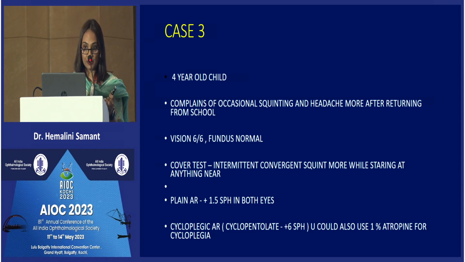But when you see an intermittent convergent squint or a small esophoria in your OPD, do not hesitate to do a cycloplegic refraction. The choice of cycloplegia in such cases is usually 1% atropine, but if you cannot use atropine, use cyclopentolate. When we did a cyclopentolate refraction, the 1.5 increased to +6, which meant that he had a large amount of latent hypermetropia, which was responsible for the headache.